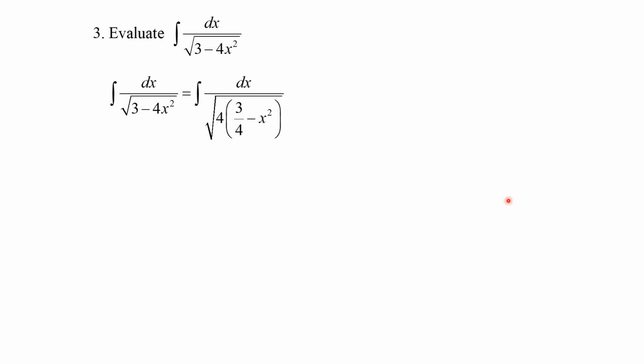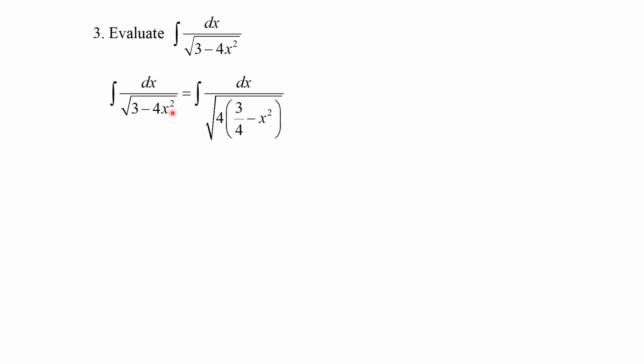Now we will look into the third example, which is to evaluate, there are no limits, so it's an indefinite integral, 1 over the square root of 3 minus 4x squared. So this question is slightly different because you have a coefficient in front of the x squared. I'm very sure that by now you know the resultant will be an inverse sine. So the first step is we need to get rid of the coefficient of x squared.